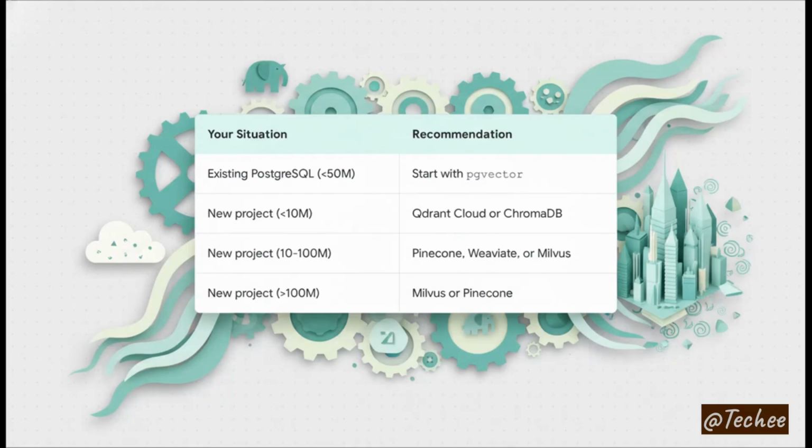This table from Firecrawl is a really handy guide for making that choice. The takeaway is pretty clear. If you're already on PostgreSQL and have a reasonably sized project, something like pgvector is a great place to start. For new, smaller projects, maybe a managed service like Qdrant Cloud. But once you start getting into the tens or hundreds of millions of vectors, that's when you really need to look at the dedicated purpose-built options like Pinecone or Milvus.